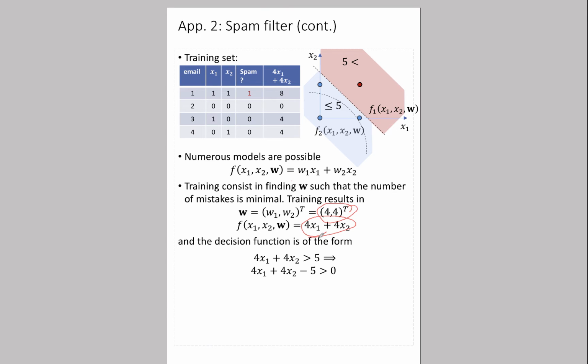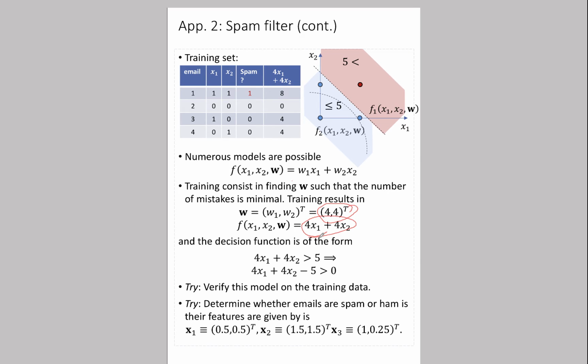To classify whether an incoming email is spam or not, 2 tests x1 and x2 are executed, and the results are substituted to the model f. If f is greater than the threshold, 5 in our case, the incoming email is labeled as spam.